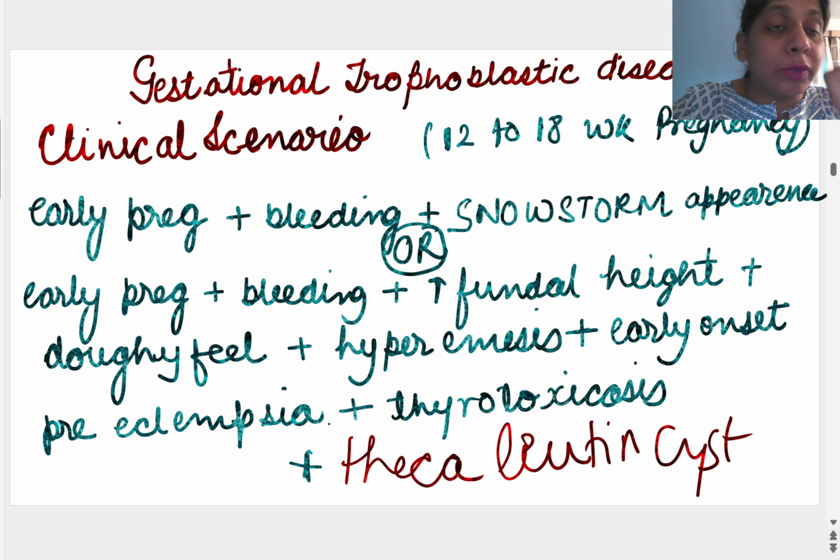Why does thyrotoxicosis occur? Because HCG resembles TSH, thyroid stimulating hormone, that is why thyrotoxicosis is there. Then why is there theca lutein cyst? Theca lutein cyst is there because HCG is structurally and functionally similar to LH.